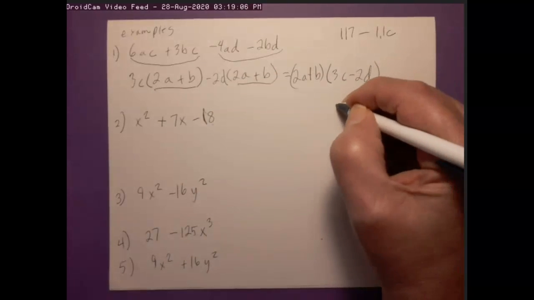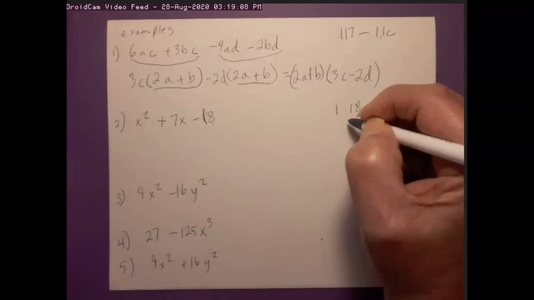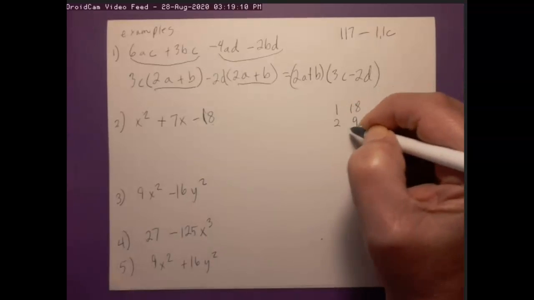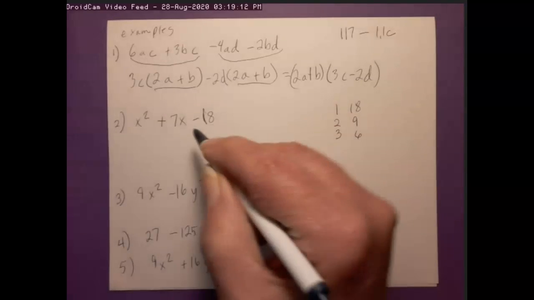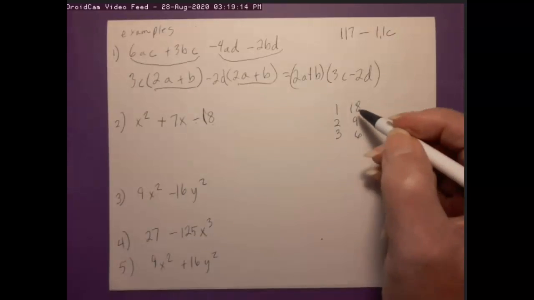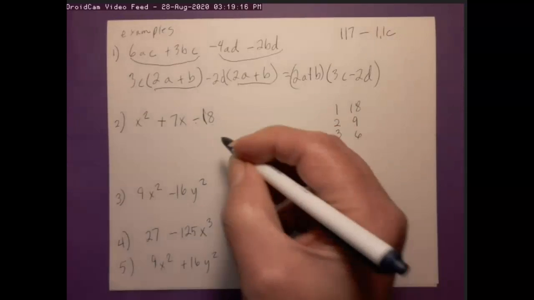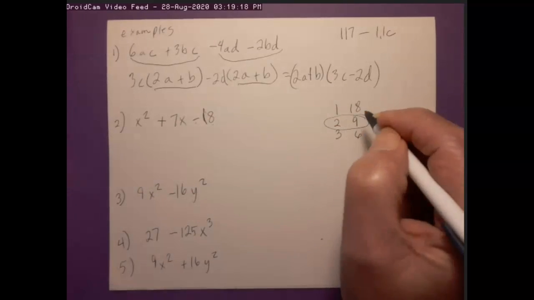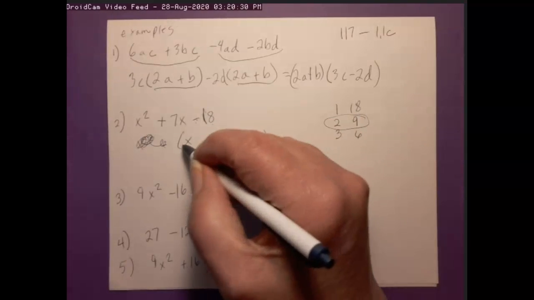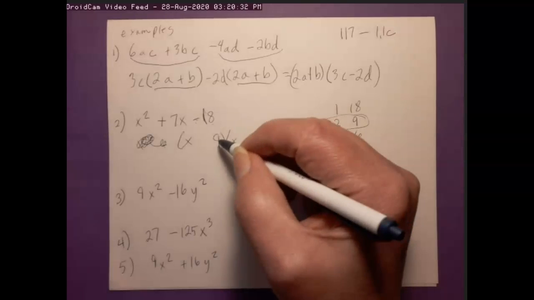The factors of 18 are 1 and 18, 2 and 9, 3 and 6. That subtract to be 7. That would be 17. 9 minus 2 gives me 7. So this is what I'm looking for. So I'll have x in both of them, and then the 9 and the 2.